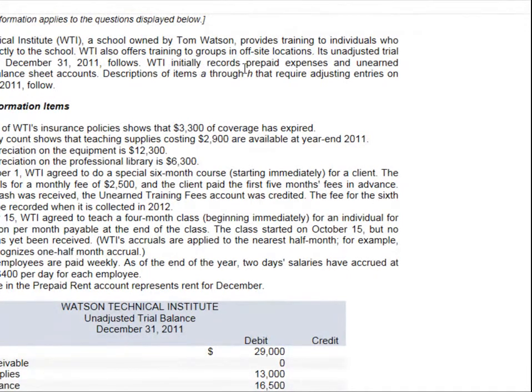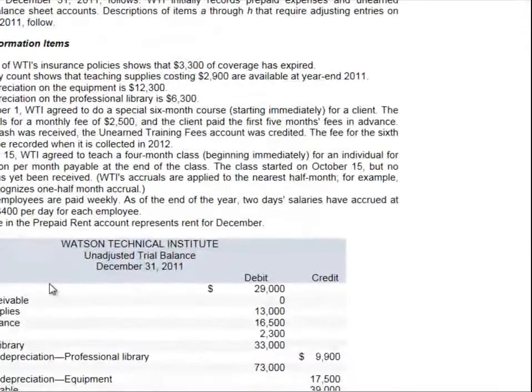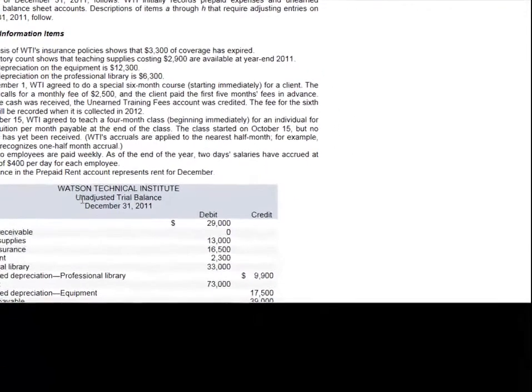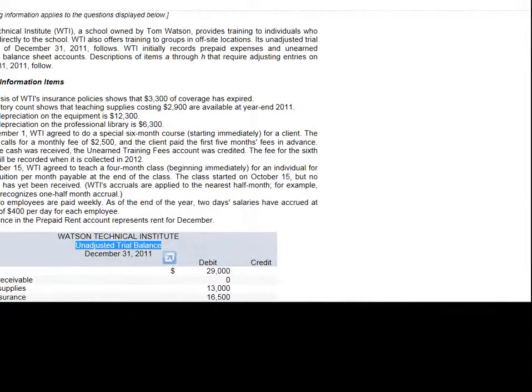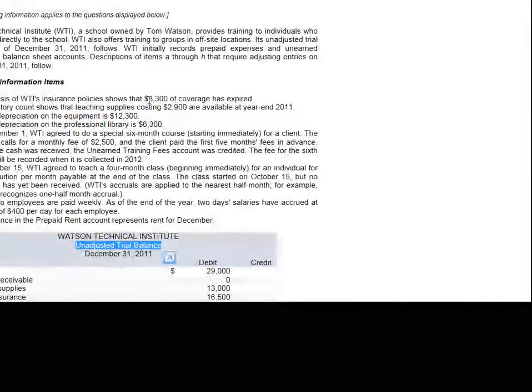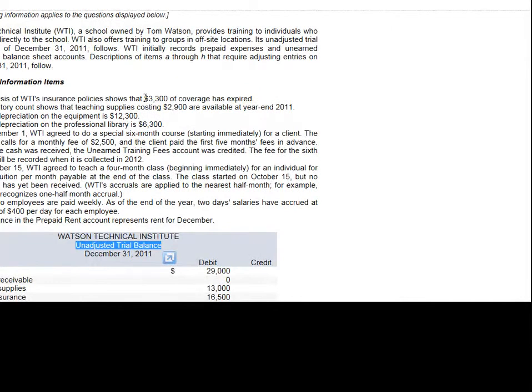WTI initially records prepaid expenses and unearned revenues in balance sheet accounts, which the good news is that's what we're used to. That's what we've talked about. So we make our adjusting entries through A through H. We'll look at each one individually. And keep in mind, in some of these cases, we need to go down to the unadjusted trial balance to look at the balances.